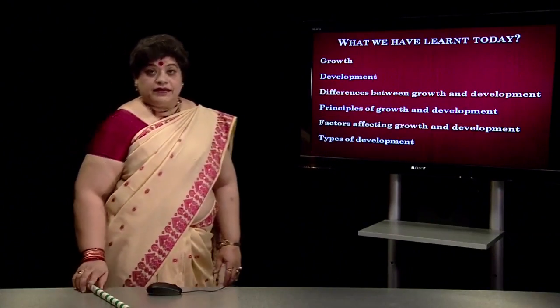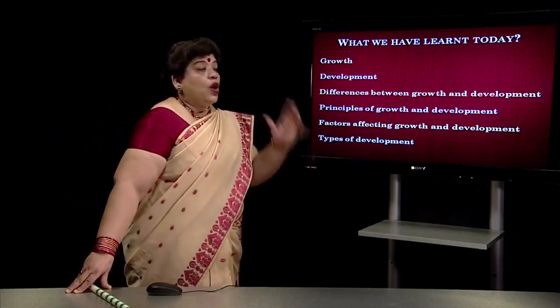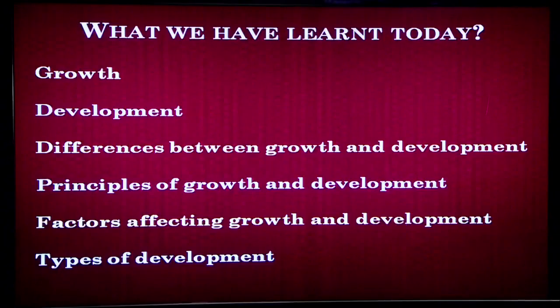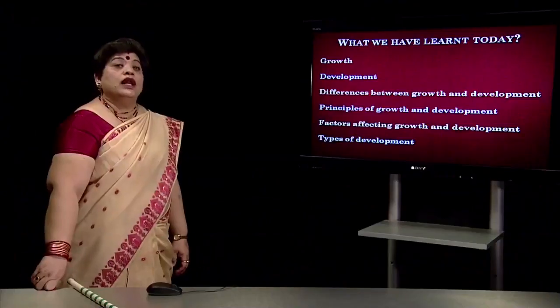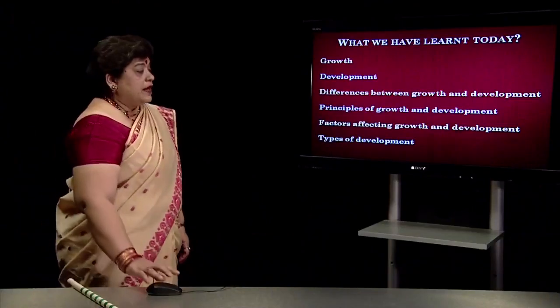So, today I will just put the whole chapter together for you. What we have learnt: what is growth, what is development, and why growth and development are used interchangeably and where they overlap. Then we learnt about the differences between growth and development. We learnt about the principles of growth and development, factors that affect growth and development, and the various types of development, that is physical, mental, social, emotional and cognitive development.